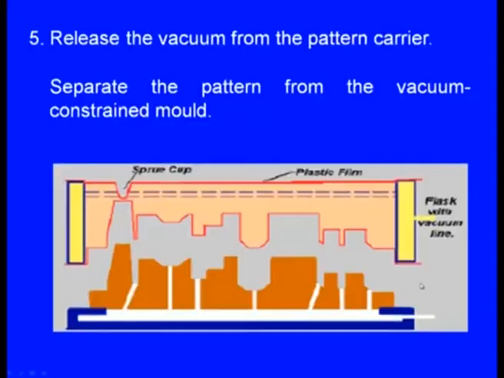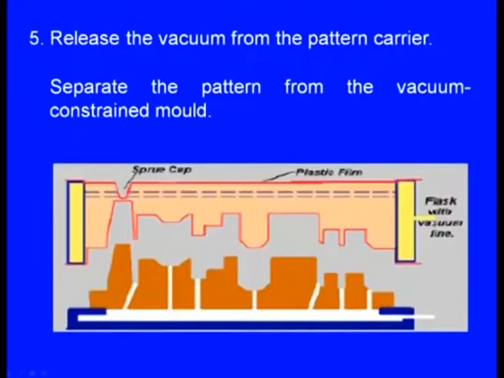Now, here remember we are using two vacuums at 2 places. One is at the moulding box, one is at the pattern. This moulding box vacuum will be continued for some more time, but the vacuum which we have applied to the pattern will be withdrawn, will be released here. Then what will happen? It will be detached from the sand mold.